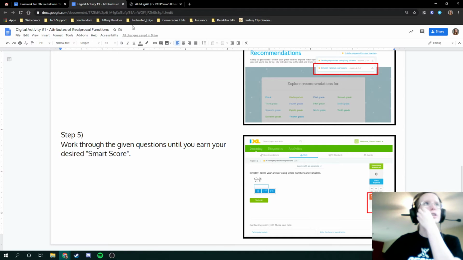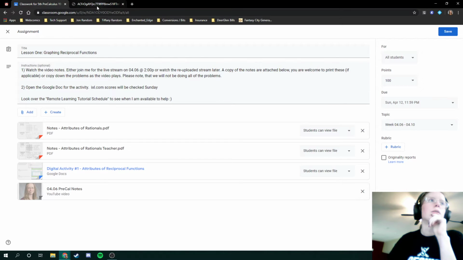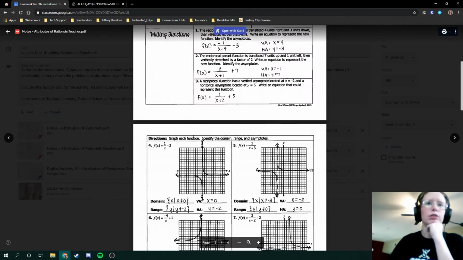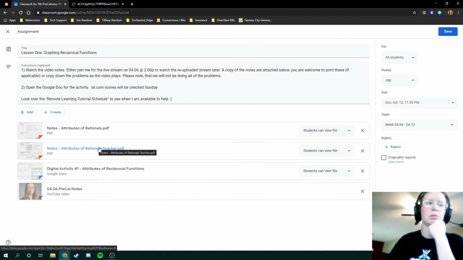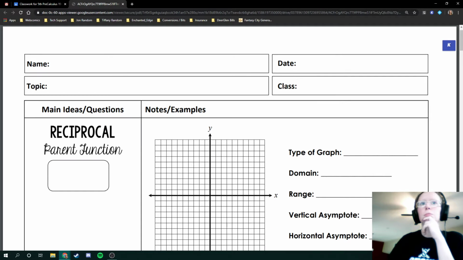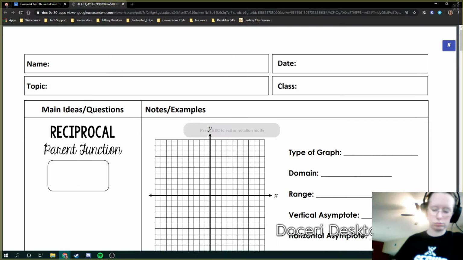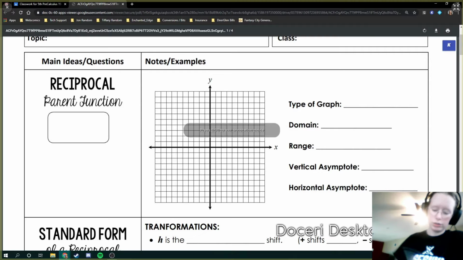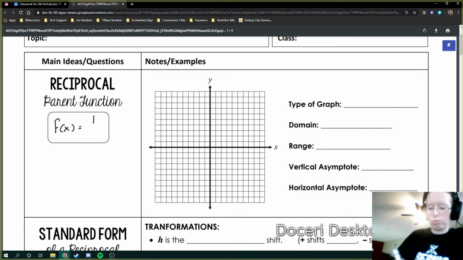Alright, so getting into the notes. Okay, there's a blank copy of the notes as well as an already filled out teacher copy. I write my domain a little bit different than she did, so we'll get into it. Alright, so the reciprocal parent function is just the really basic rational function, being 1 over x. And that guy is the one, let's see, 1, 1, 1 half, 1 half.